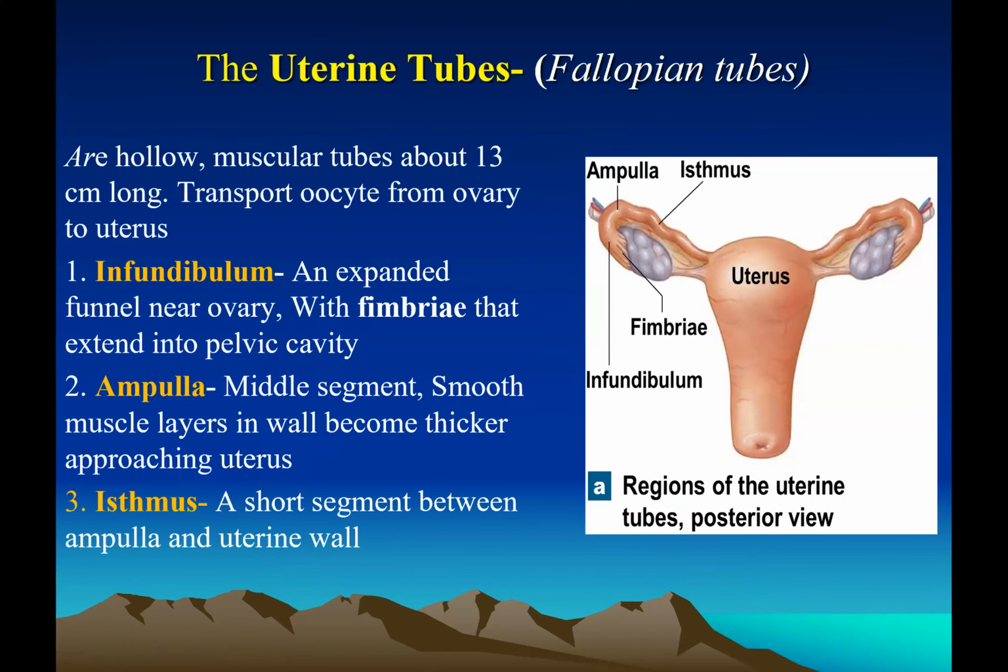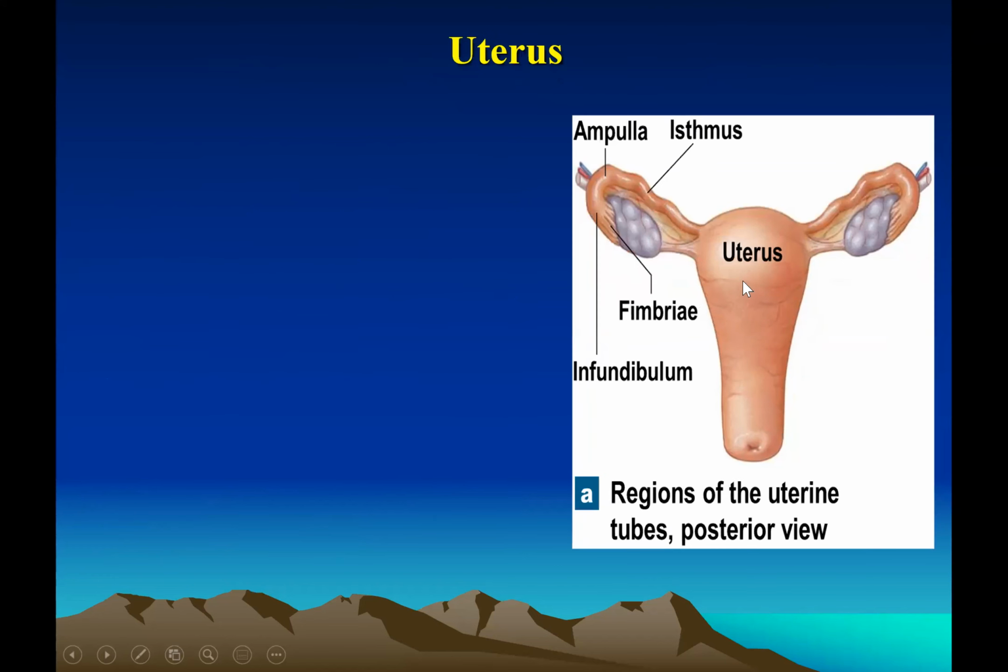Once the egg is released, it's going to make its journey through the fallopian tube or the uterine tube. There are three parts. The first swollen part is called infundibulum. It will have finger-like projections called fimbriae, and the egg will be sucked up into the fimbriae. So it's going to move through the infundibulum. Then it travels through the ampulla. The part where it joins with the uterus is called the isthmus. So there are three regions in the uterine tube.